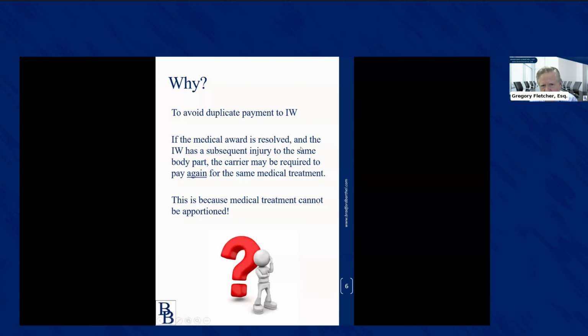If the medical award is resolved and the injured worker has a subsequent injury to the same body part, you might be required to pay for that same medical care again because it can't be apportioned. And it seems unfair, and it is, but this is why we avoid it.